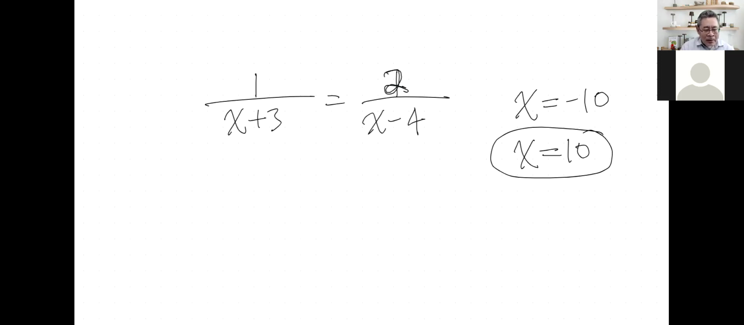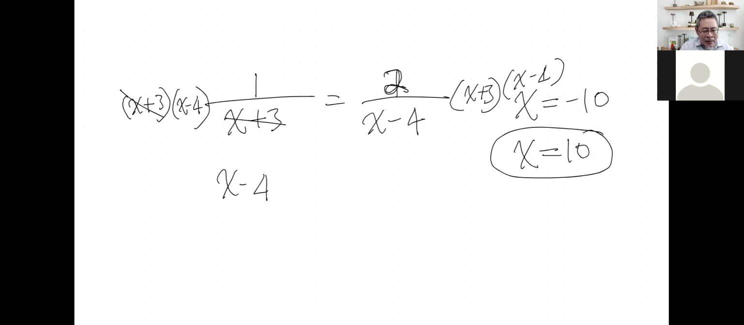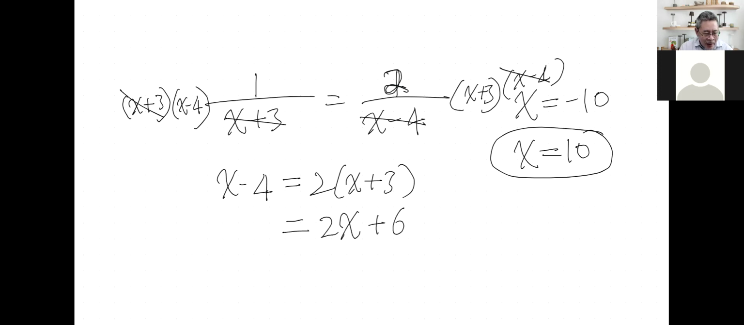Well, let's see where we went wrong. We're going to multiply by x plus 3, then x minus 4, and the same on x plus 3, x minus 4. So x plus 3 cancels. We got x minus 4 on this side. On the other side, that and that cancel. We got 2 times x plus 3. Did you get to here? Okay, then that equals 2x plus 6. So I'm going to flip that, become 2x plus 6 equal to x minus 4.